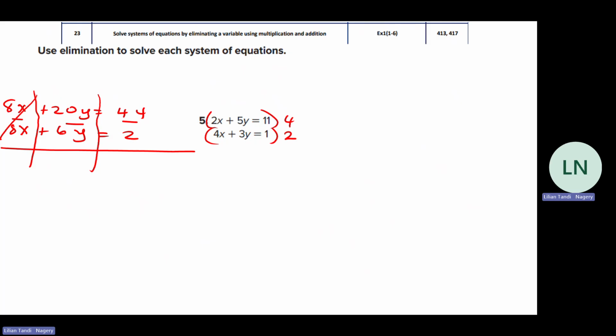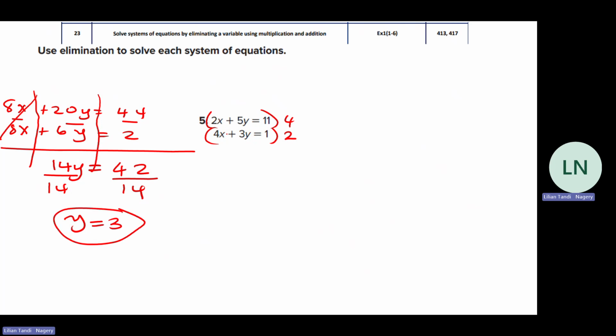20 minus 6 is 14y. 44 minus 2 is 42. Divide by 14, divide by 14. Y is 3. Okay? Now I will find x. I will use this one.